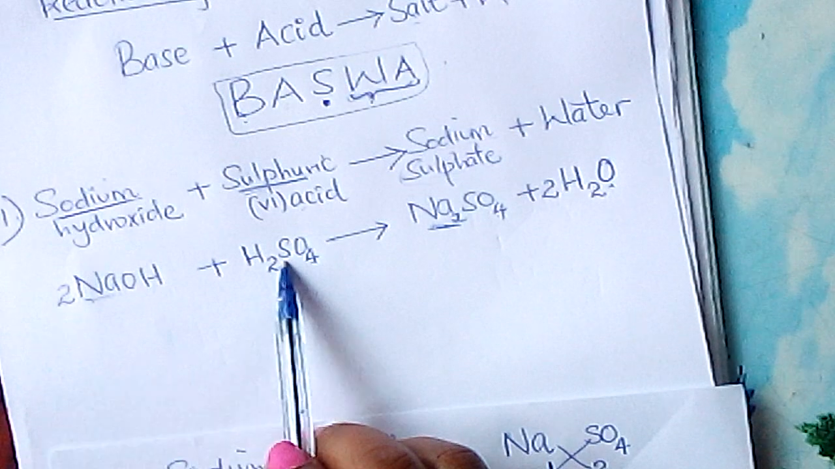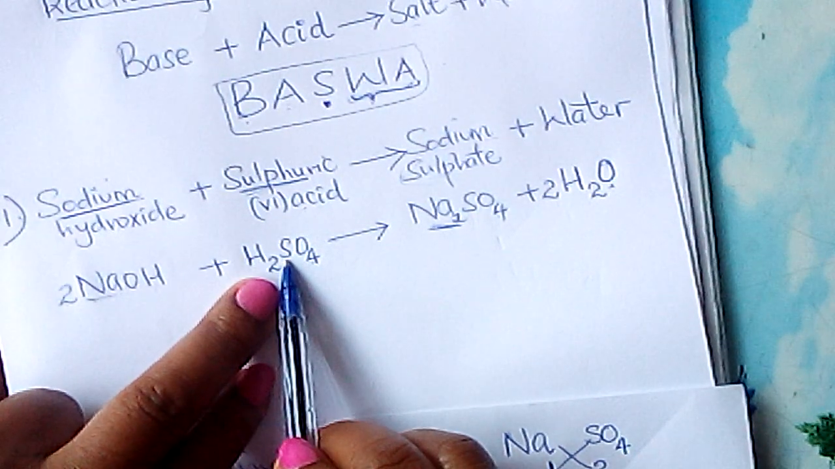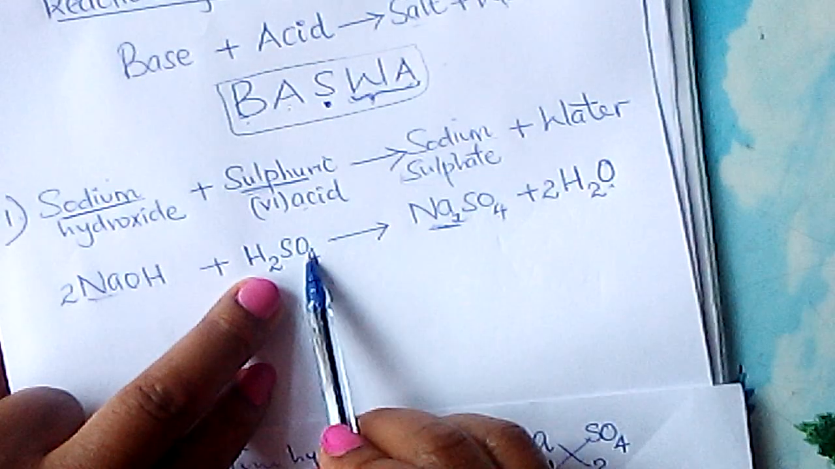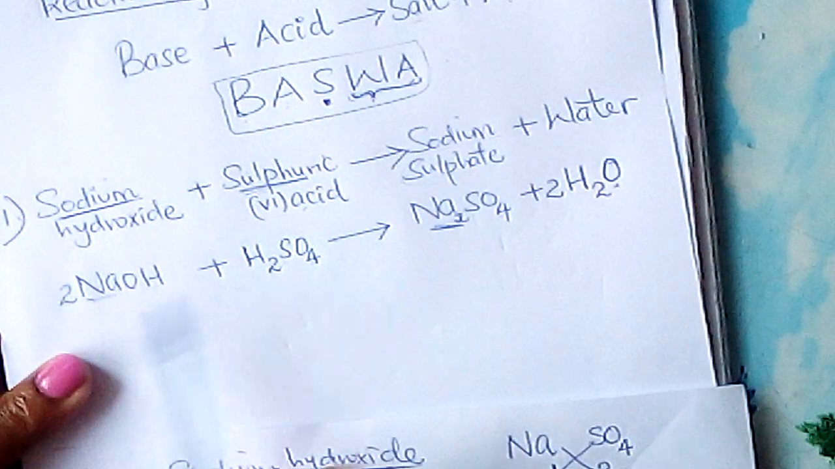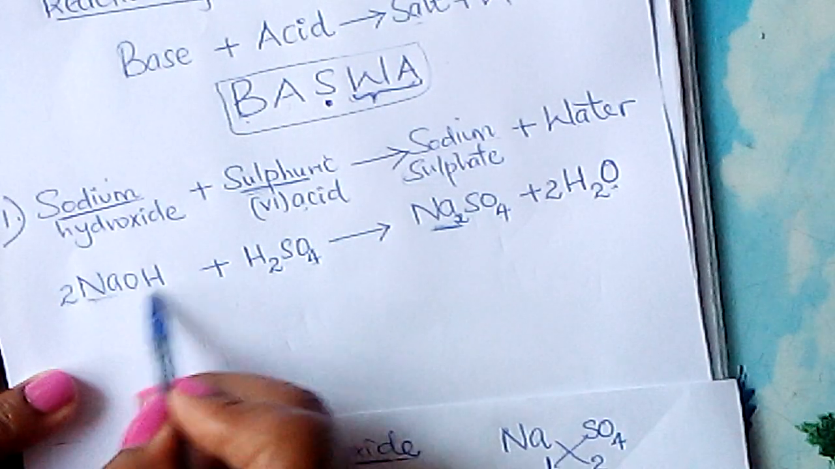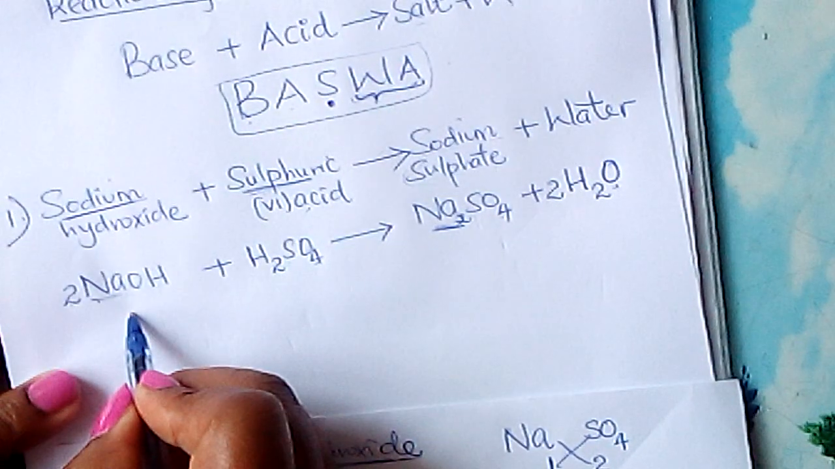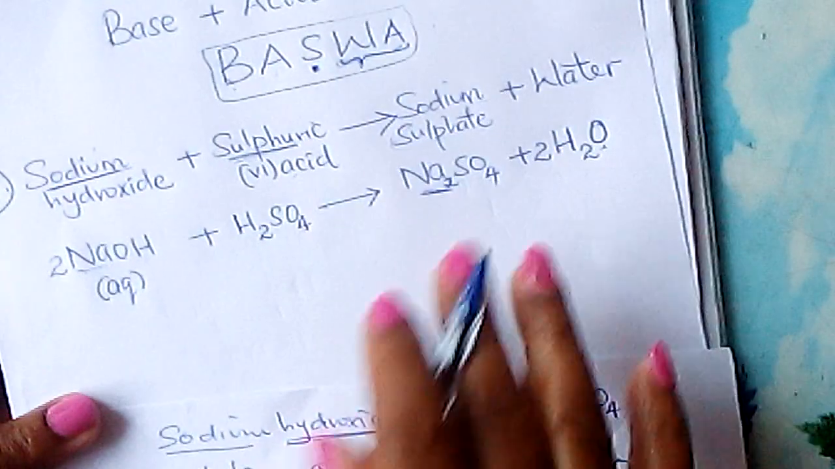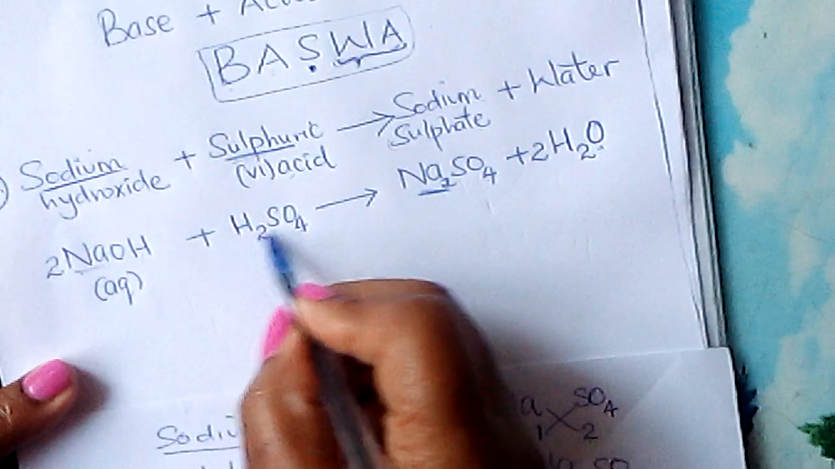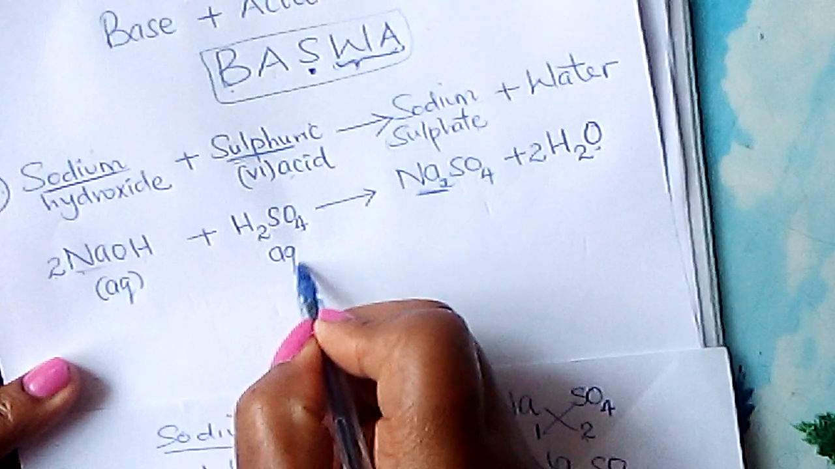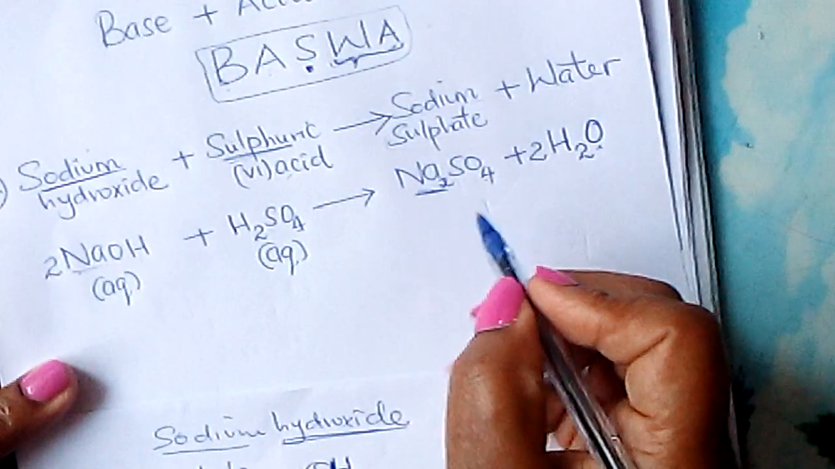Sulfur. Sulfur is 1 here. How many are there here? 1. Balanced. We had looked at oxygen, so it is balanced. So everything is balanced, Lana. Sodium hydroxide is a base. And what is the state? Aqueous. It is used in aqueous state, dissolved in water. Dilute sulfuric acid, it is diluted, it has water, and therefore we give it aqueous.